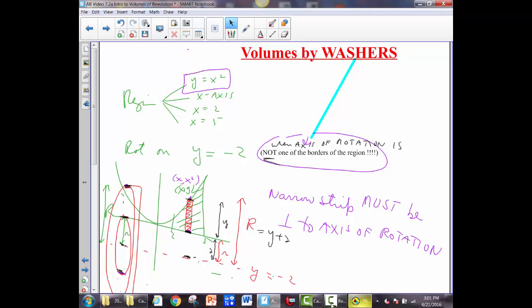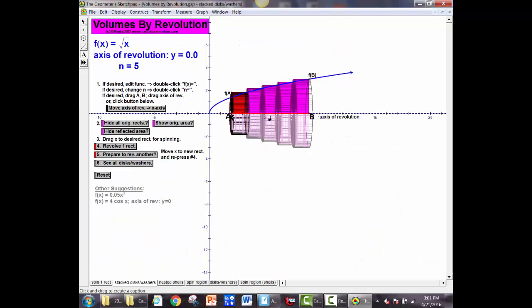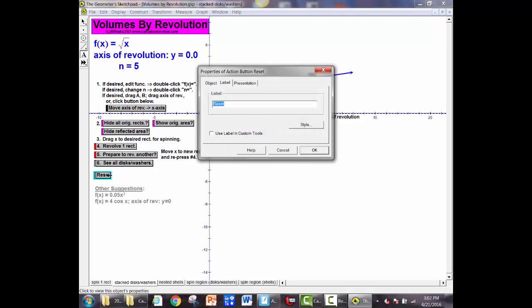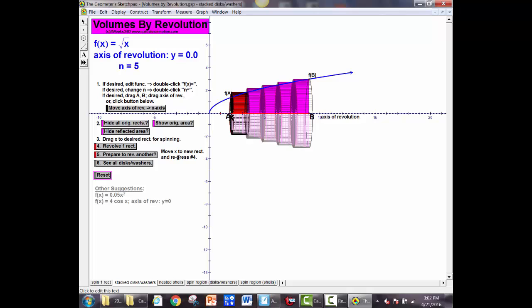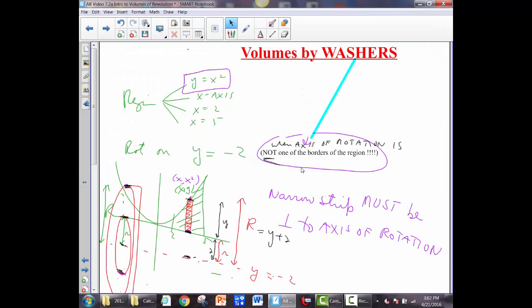So let me show you that on Calculus in Motion. Okay, reset. Okay. Why isn't it letting me do this? We don't know why. Okay, we'll close it and we shall reopen it. Let me pause.